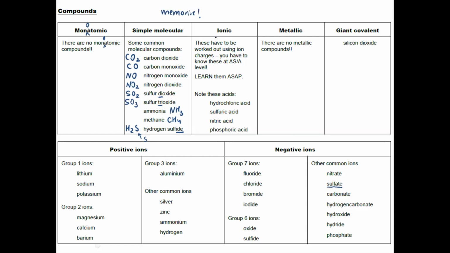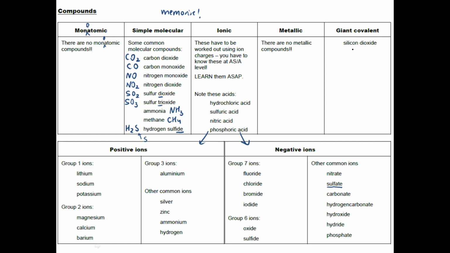Right, ionic. For ionic, you have to work it out using ion charges. We'll revise that a little bit when we get to the bonding unit, and there will be some practice further down. So you see there's some positive and negative ions. We will have a look at them in a second. Now there's no metallic compounds because metal plus metal, they don't have any bonding. And giant covalent, silicon dioxide is a very common example.